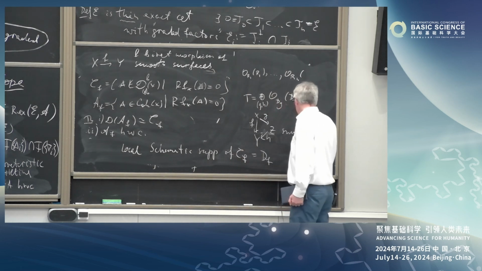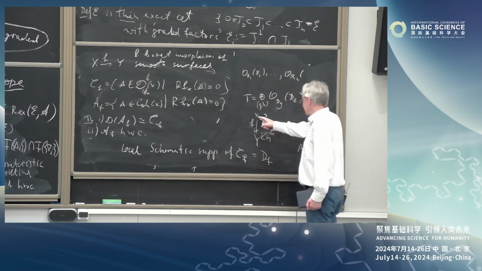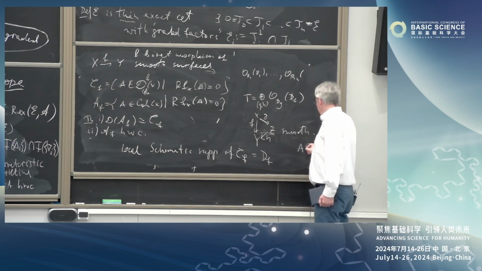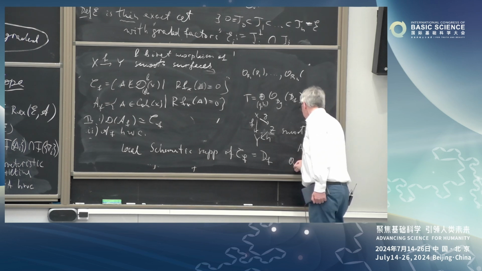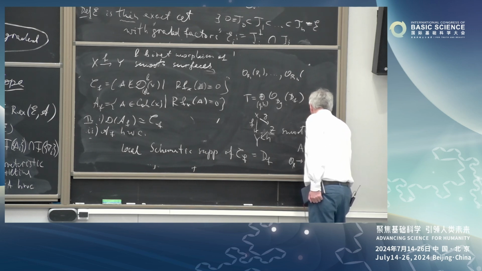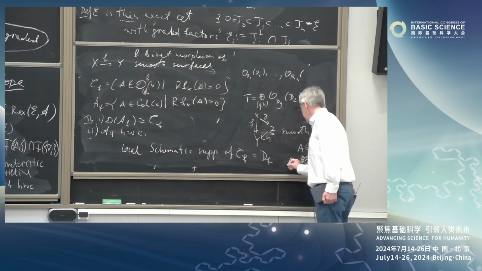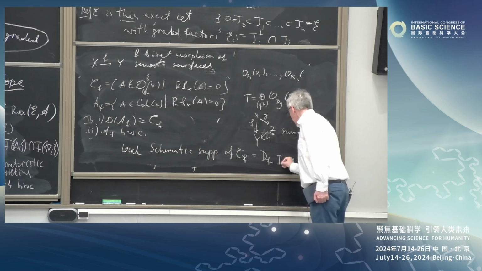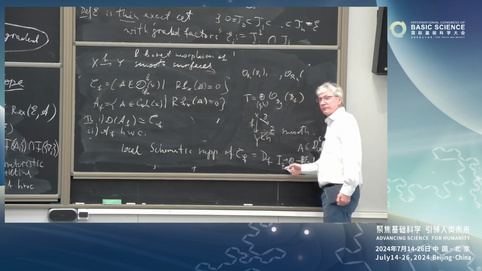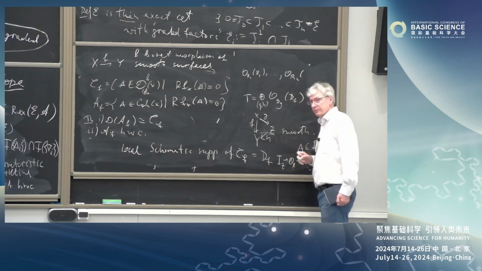So if you have some object A in the derived category of X, you may ask, what is the support of this object? You just consider the morphism from OX to the derived local endomorphisms of A, and take the kernel. It's some ideal sheaf of some scheme Z. This Z is the local schematic support.